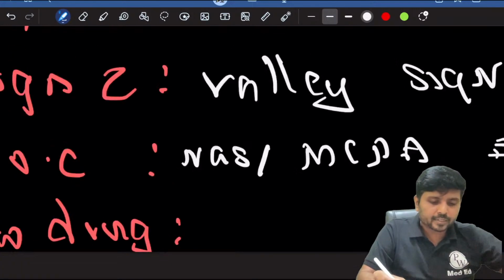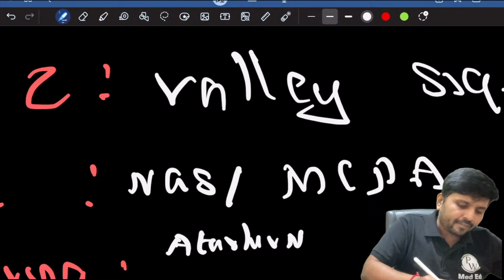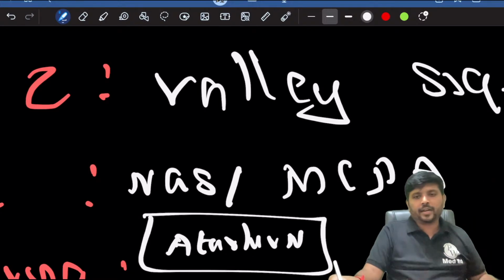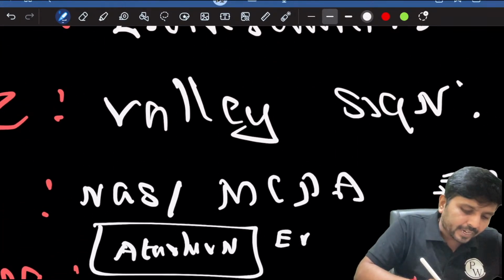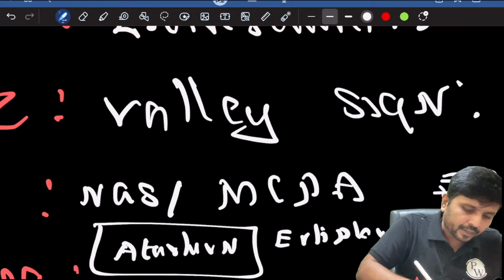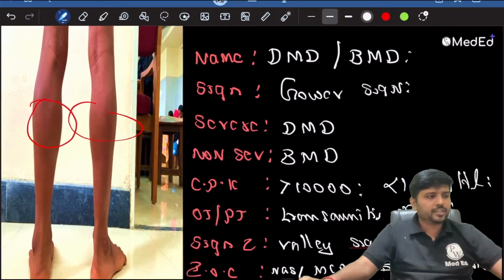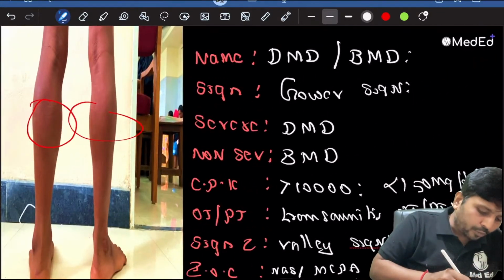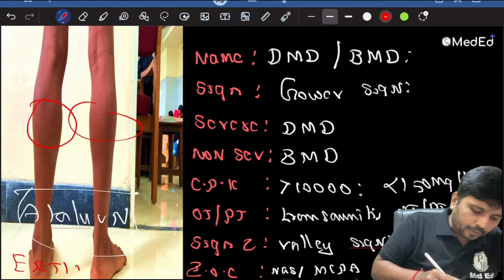What are all the new drugs? The new drugs are ataluren. It doesn't have any steroidal side effects. Please listen. It is called ataluren. One more drug is a gene splicing agent, called eteplirsen. Very, very important. Can be asked. Eteplirsen. Second one is ataluren. Remember what I told you, my dear boy? Ataluren, new drug. Another drug is eteplirsen.